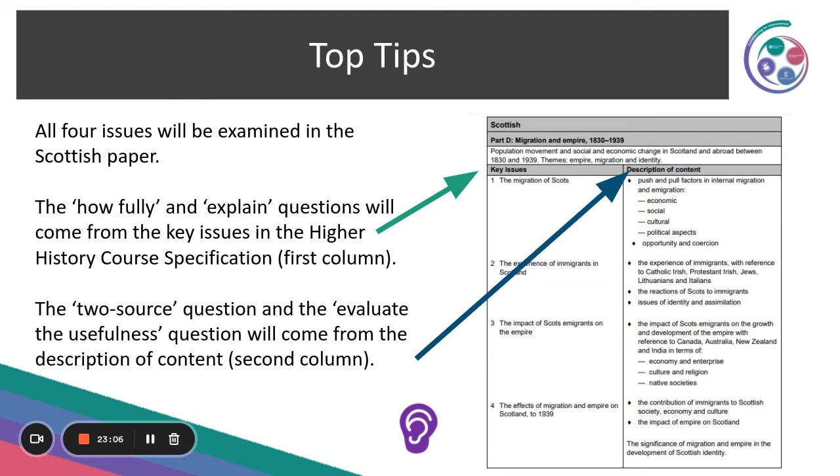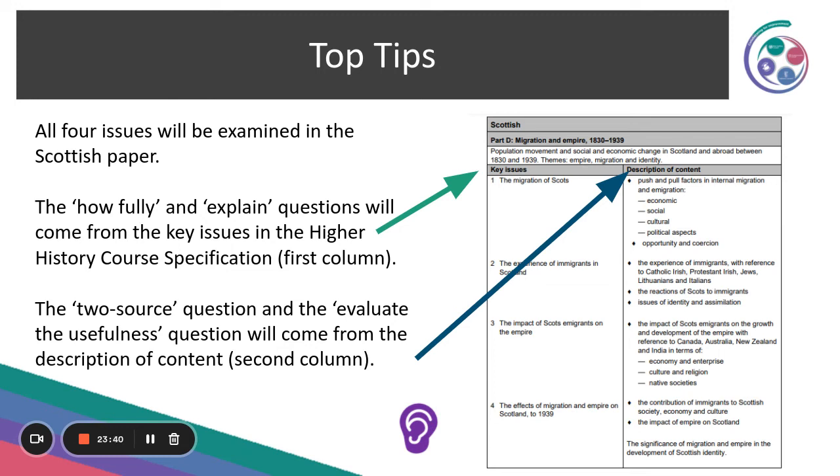I've taken a screenshot of Migration, Empire. So you can see here down the side that there are 4 key issues and then there's further descriptions of content. So the how fully and the explain questions will come from the key issue and the higher course specifications. So you can see this here. That means you could get a how fully on the migration of Scots, the experience of immigrants in Scotland, the impact of Scots immigration on the empire, or the effects of migration and empire on Scotland. So that means you can talk about anything in those four topics. They're really good questions because they allow you to talk about lots of different facts.